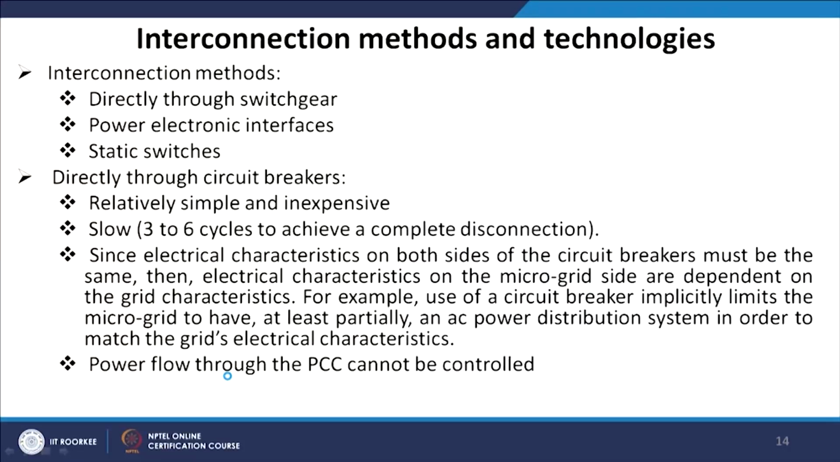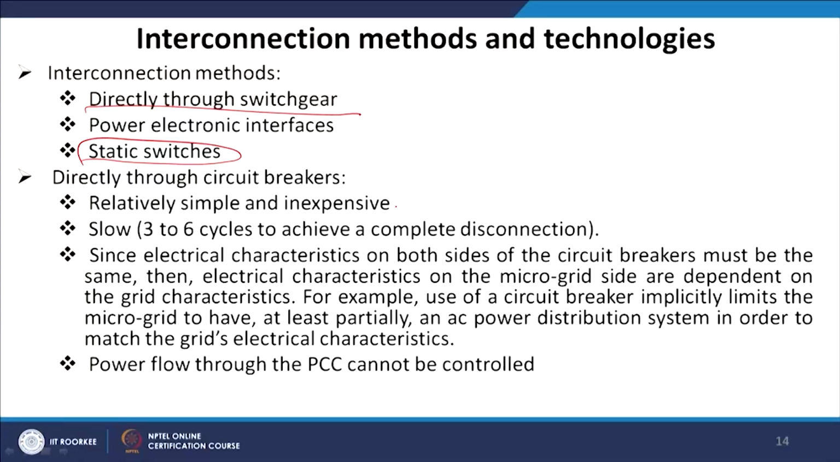Interconnection method: definitely it can be directly to the switchgear. This is a traditional method. Power electronics interfaces: now we have a solar inverter and islanding techniques, all of those placed, and they have static switches mostly for maintenance purposes, and directly through the circuit breakers you can also do that. Relatively simple and inexpensive, but it requires cycles of operation, a slow 2 to 3 cycles, to achieve the complete disconnection.